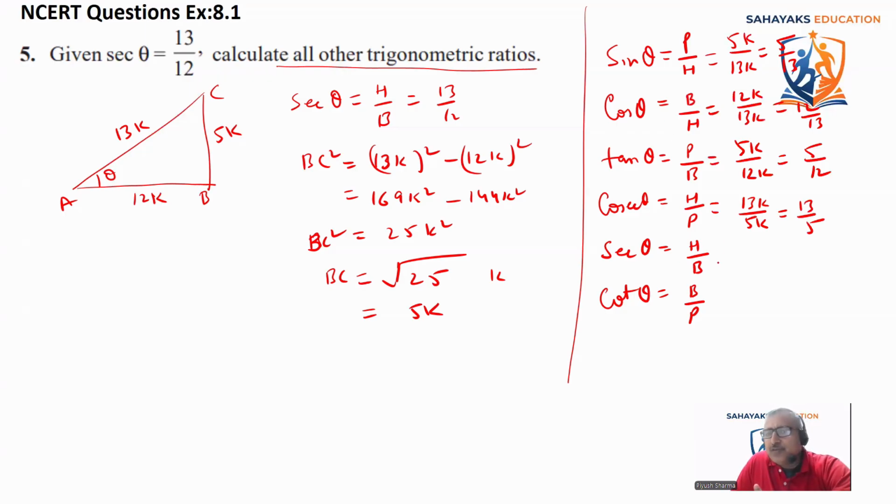These are the reciprocals of cos and tan. Now sec is the reciprocal of cos, cot is the reciprocal of tan. So we can directly find the value from here. So this comes out to be 13/12 and cot comes out to be 12/5. Okay. These are simpler questions. Let's go for the next question.